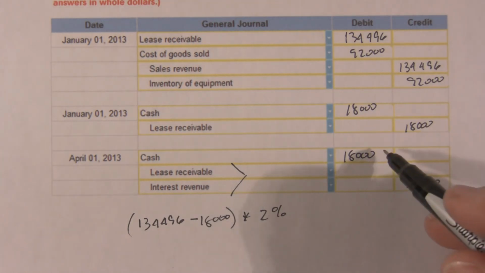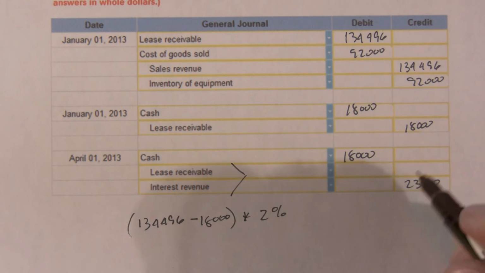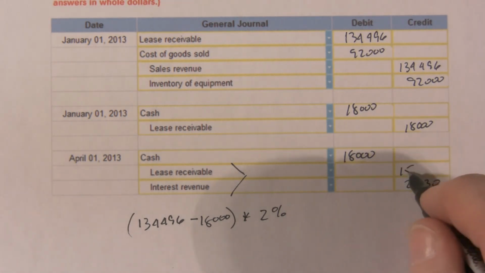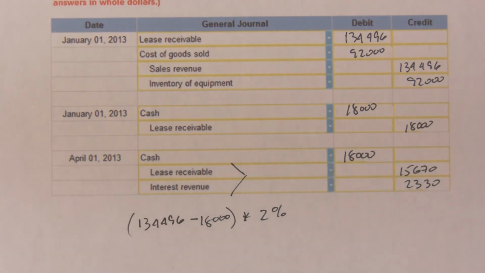The difference between the 18,000 and the 2,330, 15,670, is the reduction to the lease receivable.